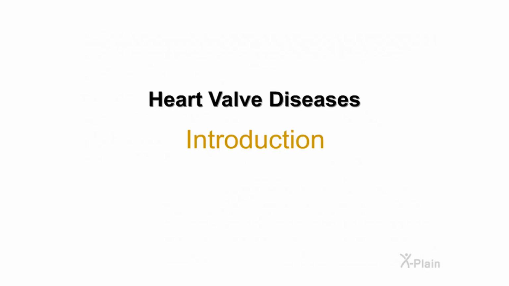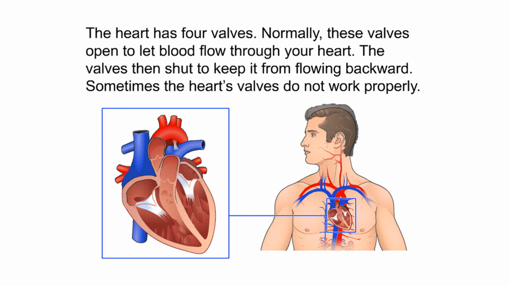Heart valve diseases. Introduction. The heart has 4 valves. Normally, these valves open to let blood flow through your heart. The valves then shut to keep it from flowing backward. Sometimes the heart's valves do not work properly.